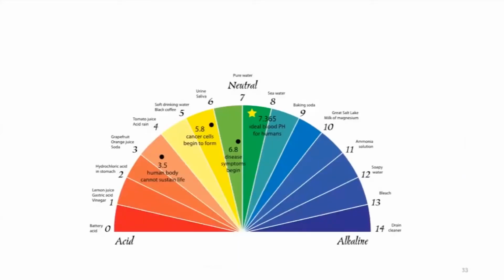This pH wheel is a really fun one to work with. So you'll see just to the left of neutral, we see urine and saliva there. So we know that urine and saliva should be approximately 6.4. We know that cancer cells begin to form at 5.8. So this is when there's more pleomorphism and mutation of cells. And you can see different things that have a certain pH value.